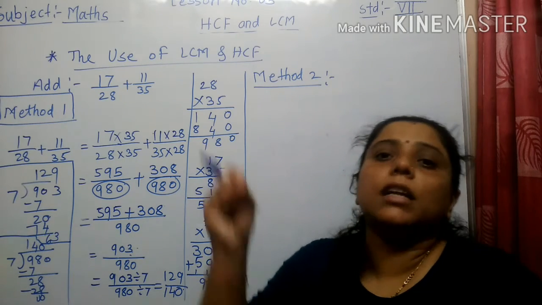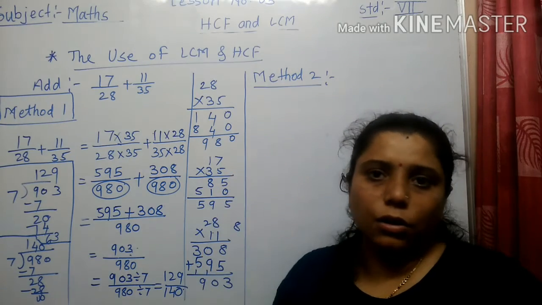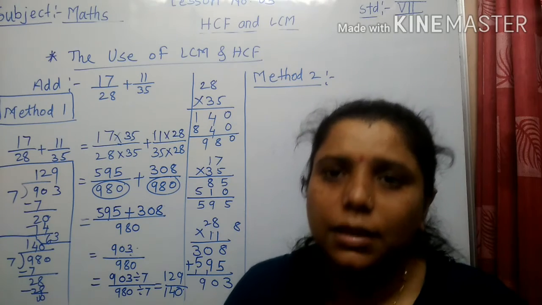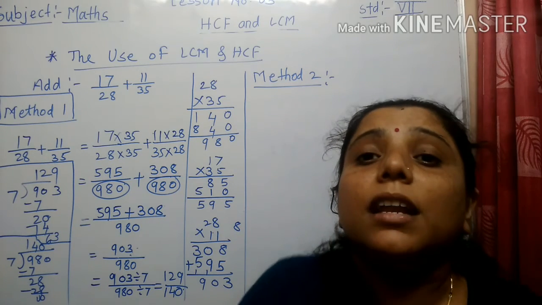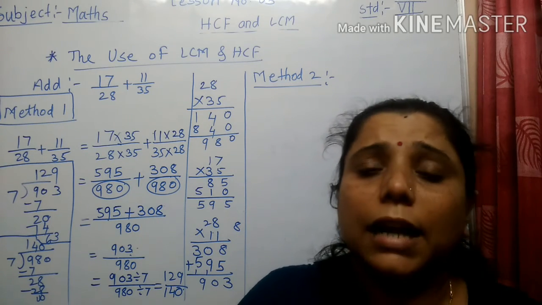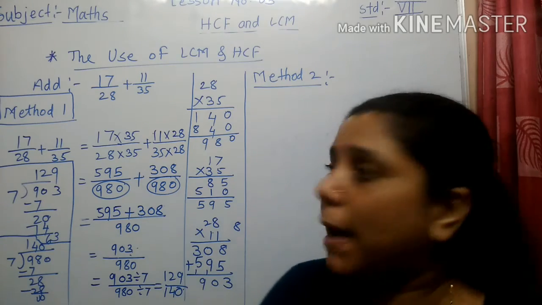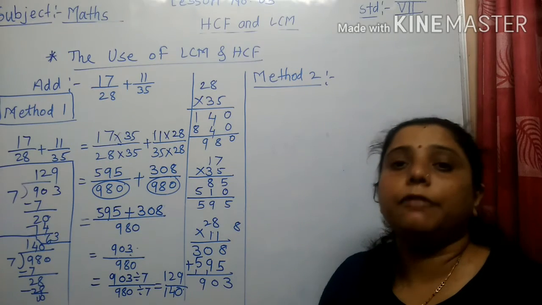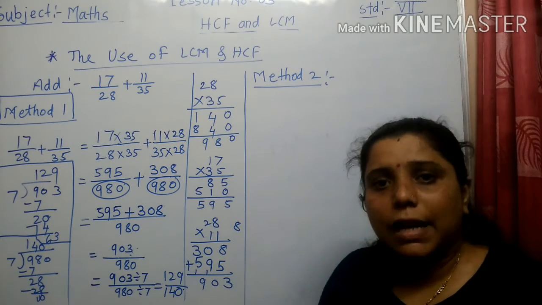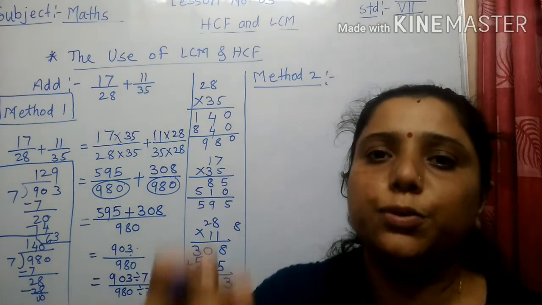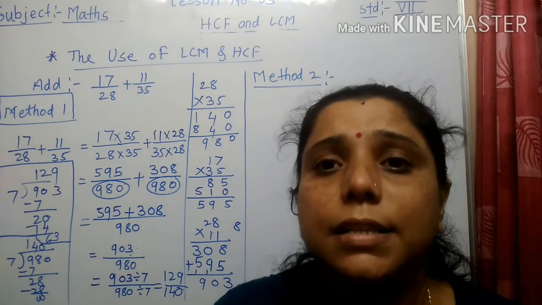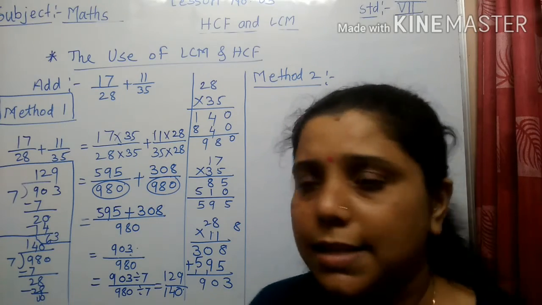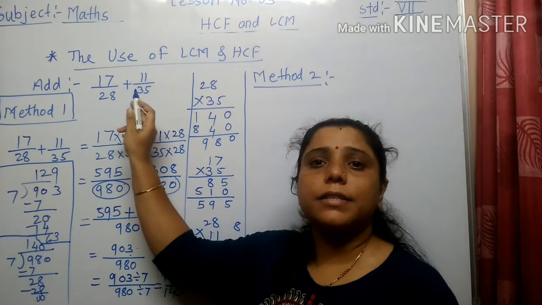Whichever number you get, after finding the LCM, why do we use the LCM? Because by finding the LCM, you are getting the least common multiple, and that will be divisible by both the numbers. So in the second method, for equalizing the denominators, we are using the concept of LCM. How to make the denominators equal? We have to take the LCM of the denominators.